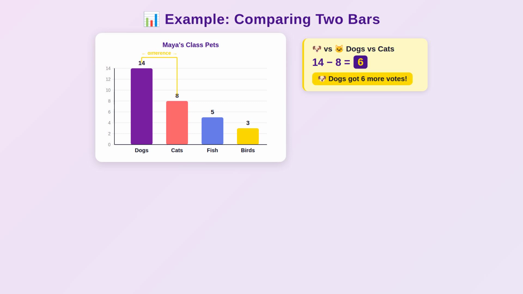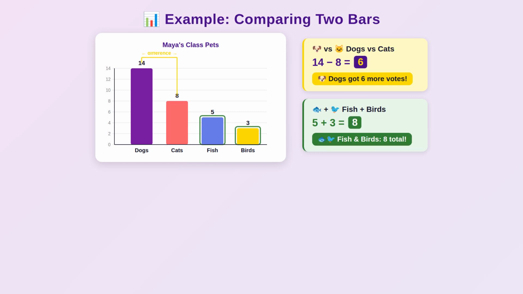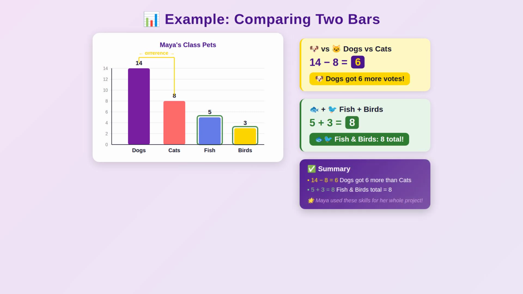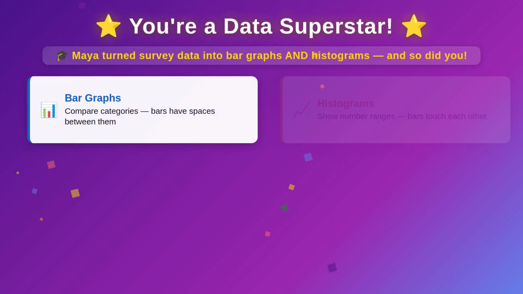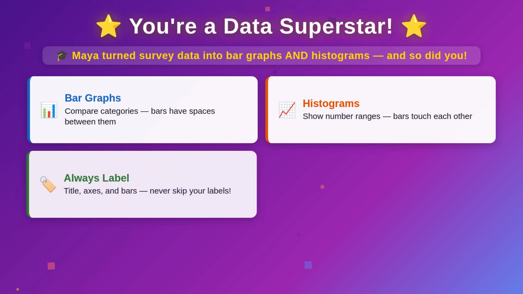Let's squeeze in one more skill, comparing bars. Using the pets graph, how many more votes did dogs get than cats? Dogs had 14, cats had 8. Subtract. 14 minus 8 equals 6. Dogs got 6 more votes. Second question, how many total votes did fish and birds get together? Fish had 5, birds had 3. Add them. 5 plus 3 equals 8 total votes. See how bar graphs make these comparisons super easy? Maya knocked out her whole project using exactly these skills.